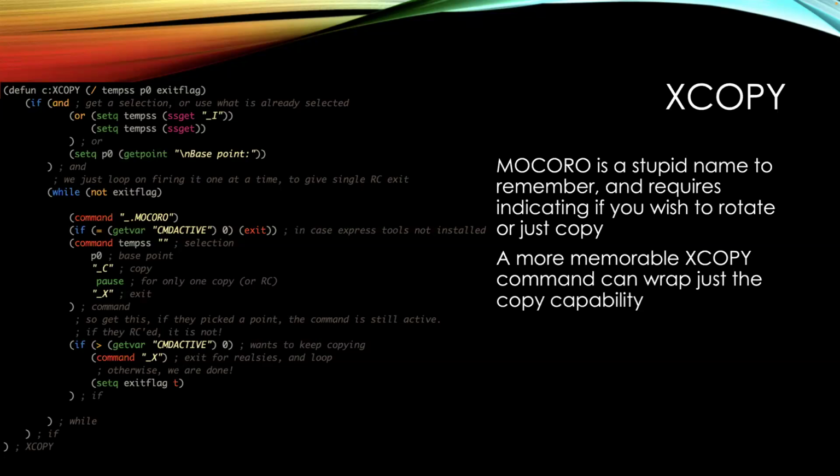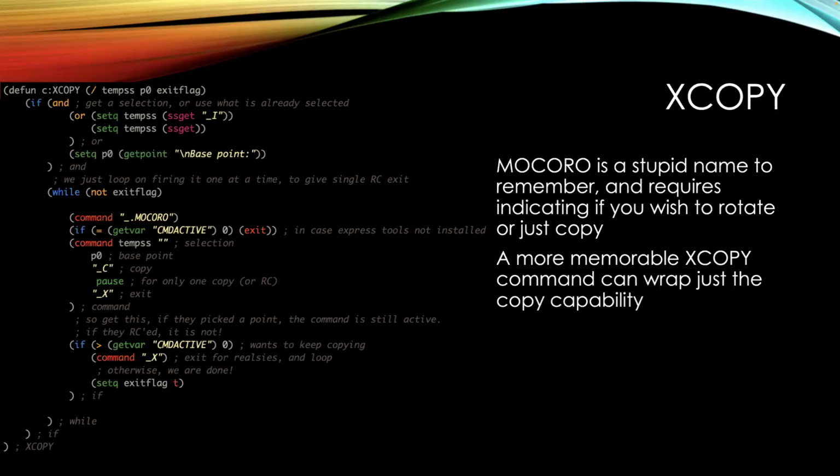I just think of MS-DOS, which had the COPY command and then the XCOPY command. And to me that makes sense. You want an advanced copy, it should be called XCOPY, not MOCORO. And the other thing that's annoying with MOCORO is you have to indicate every time you use it if you want to copy or copy and rotate.